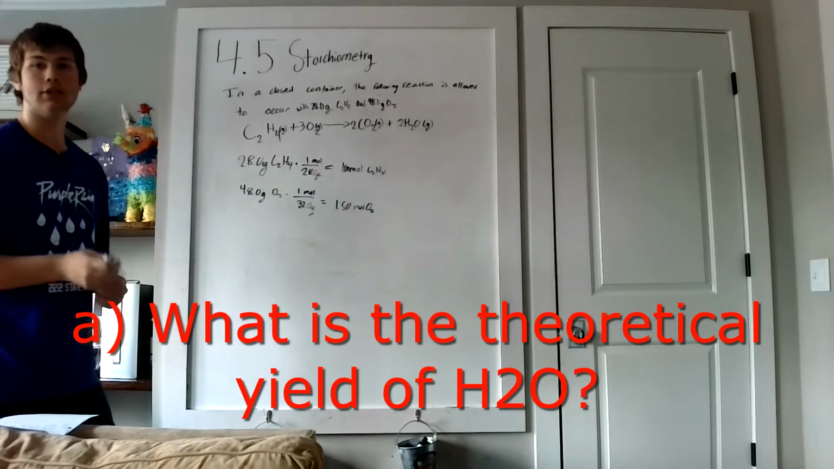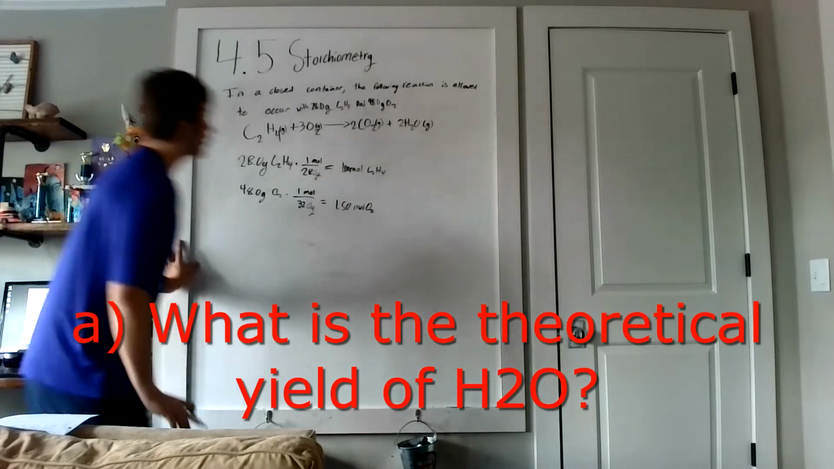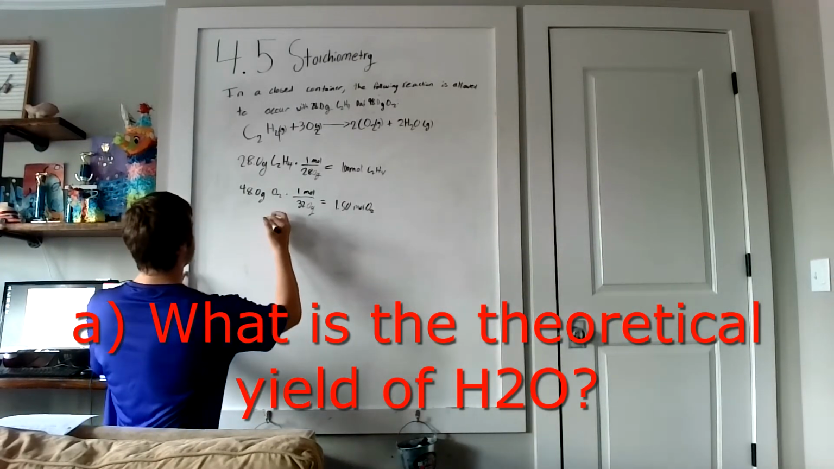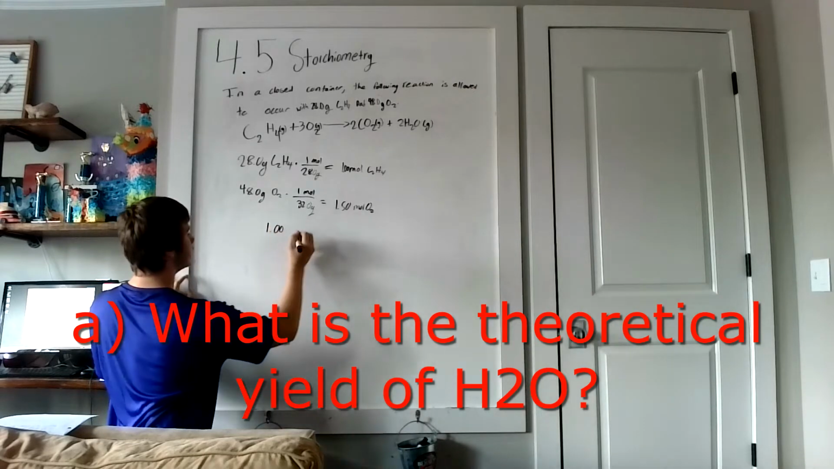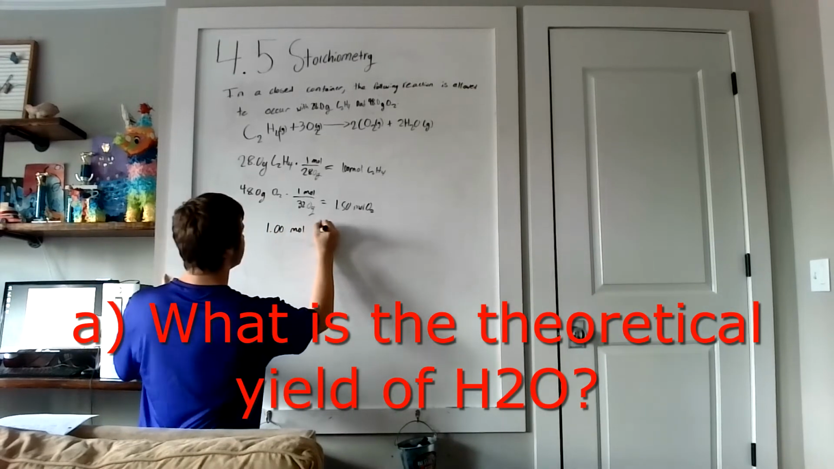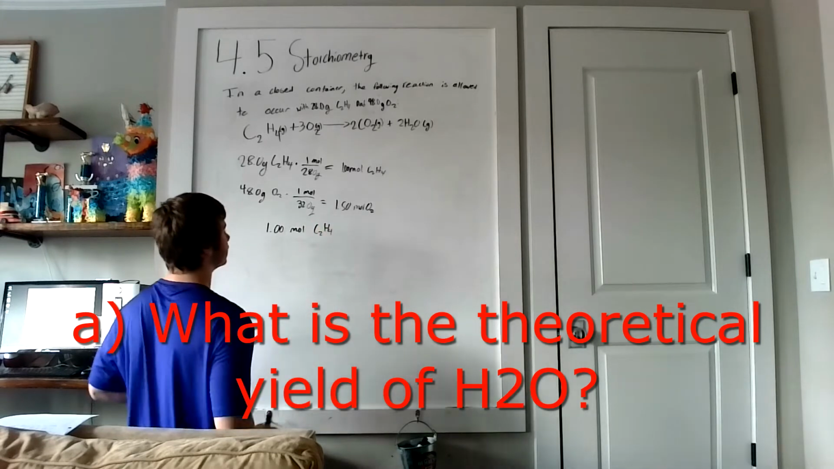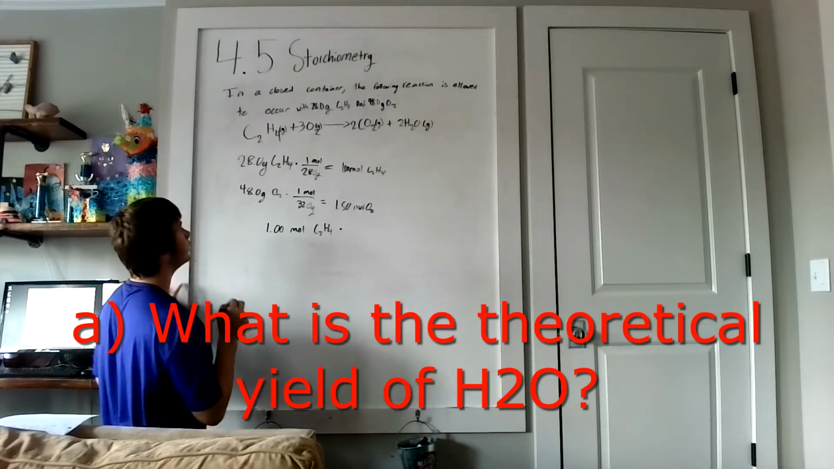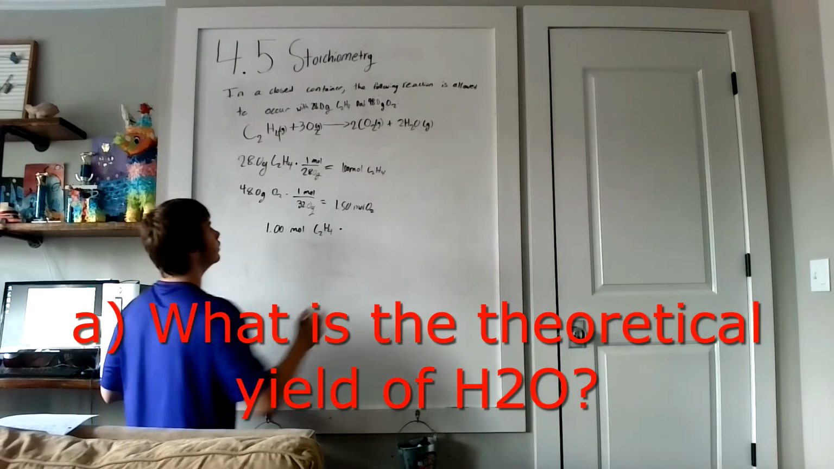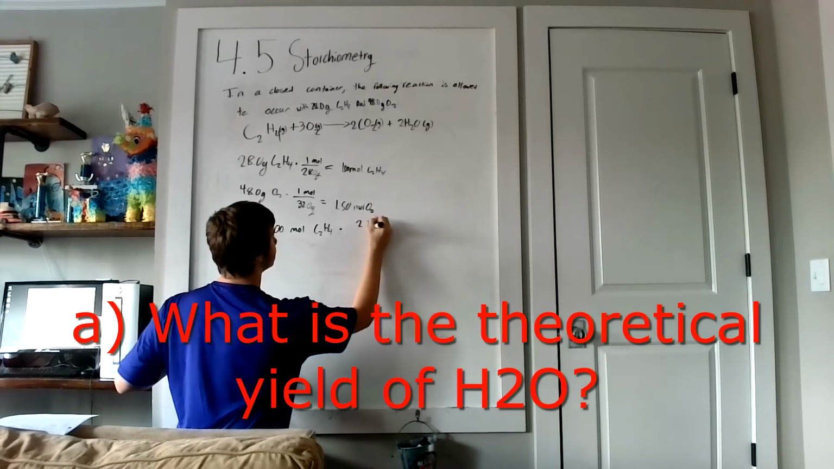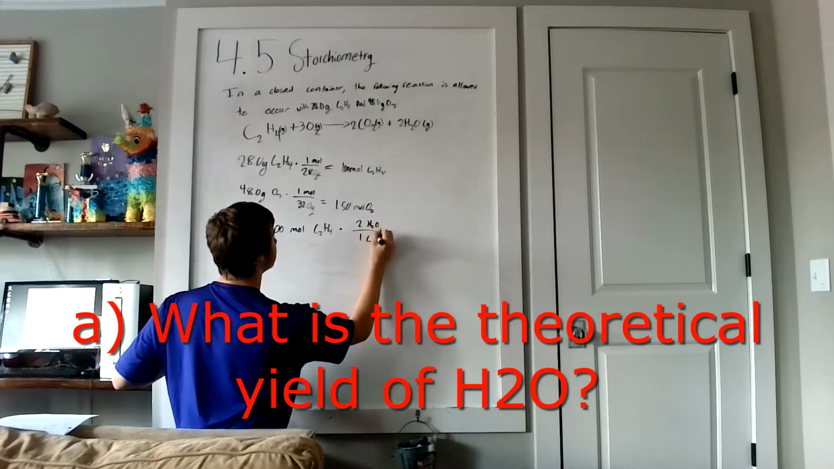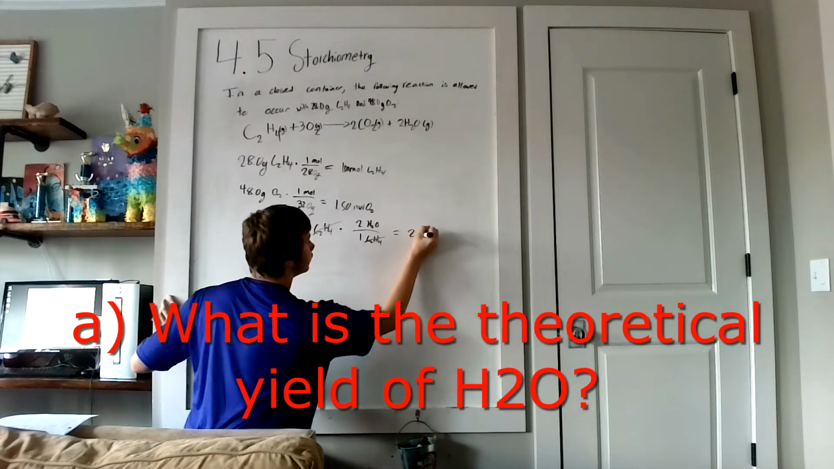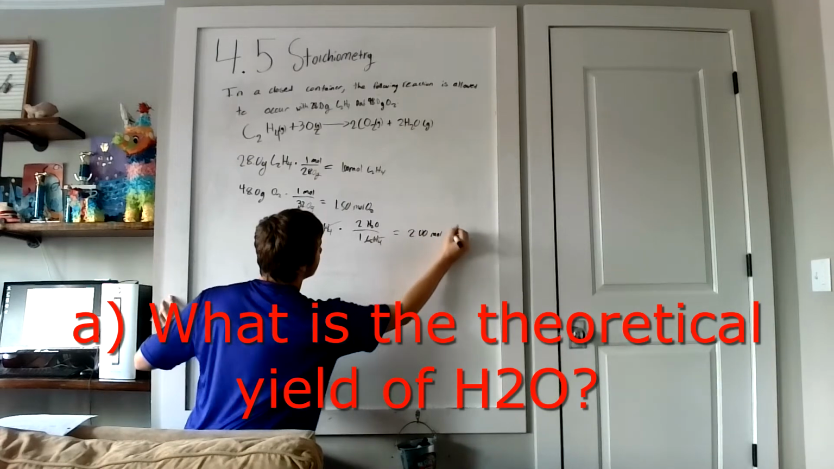So then from there, what we can do is convert to a product, and whichever makes less of the product is our limiting reactant. So we do 1.00 mole C2H4 times the mole ratio of C2H4 to H2O, which will be 2 H2O per 1 C2H4. C2H4 will cancel, and we get 2.00 mole H2O.